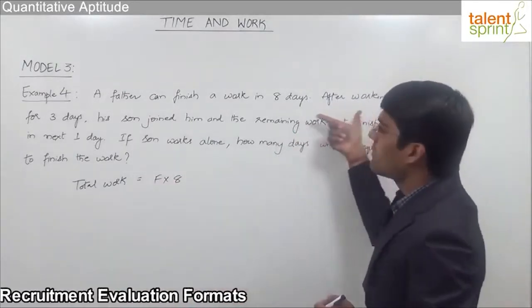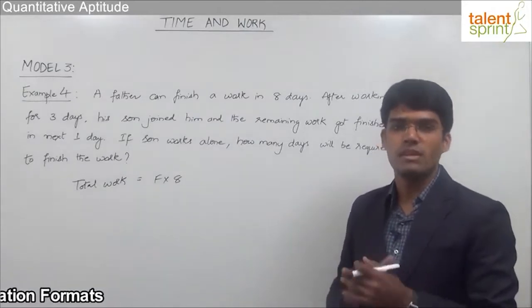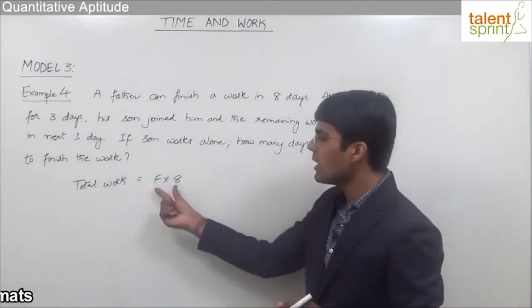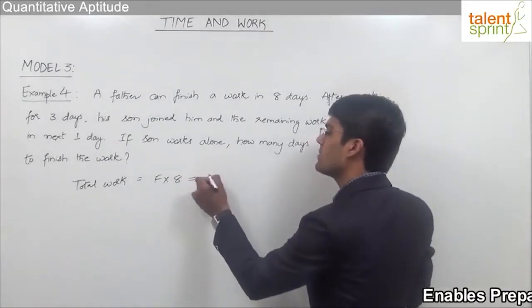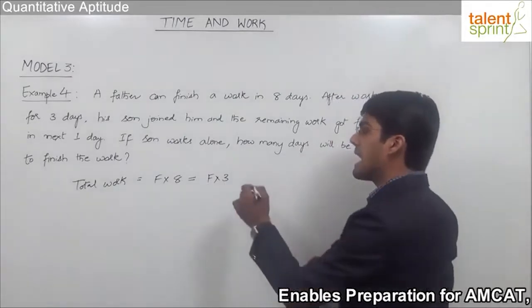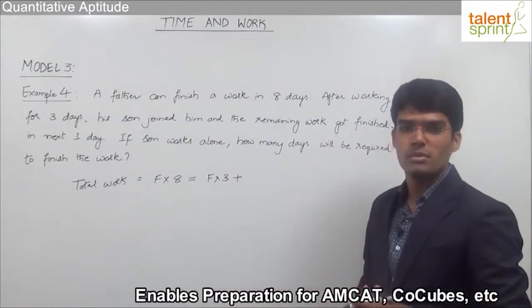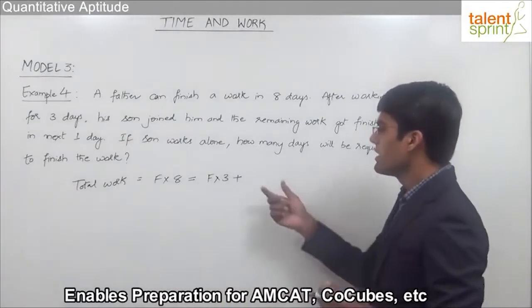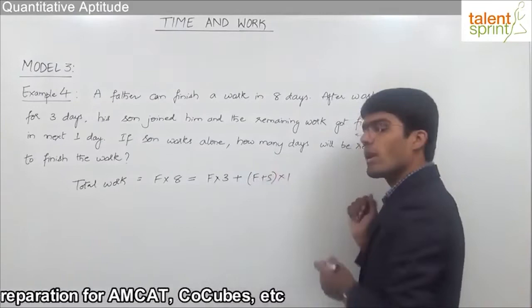Now after working for 3 days, his son joins him. So very clearly for the first 3 days only the father was working. So let's try to equate this work with the actual work done there. So for the first 3 days only the father was working, so the work done will be F into 3. And after that the son joins the father and both of them together finish it in just 1 day. So the remaining work got finished by father and son together only in 1 day.